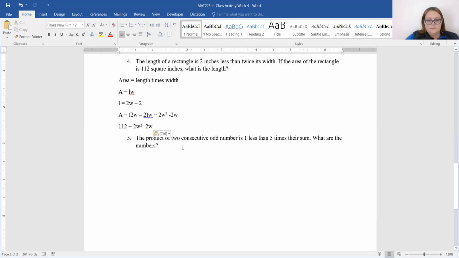And then let's back up to the beginning. What does product mean? Multiplication. X times Y. So we're told that X times Y equals the rest of this. X times Y is equal to what we just calculated from this part of the question: 1 less than 5 times their sum.